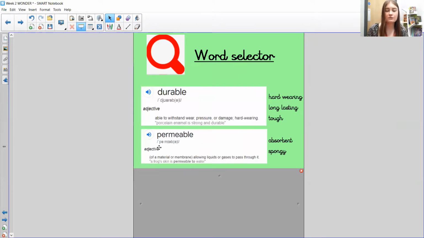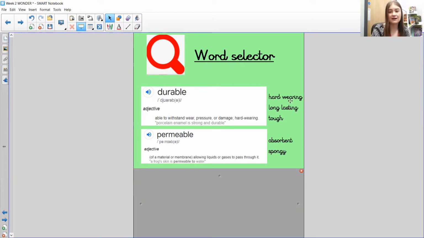Now, there are a few words that we need to know when describing and understanding rocks. So we're going to use our word selector and look at some of those words. I'm giving you the definition, so you don't need to go and find it. The definition of durable is able to withstand wear and pressure or damage. So it makes them very hard wearing. They're very strong. If you think about a strong rock, it takes a lot to break that rock down.